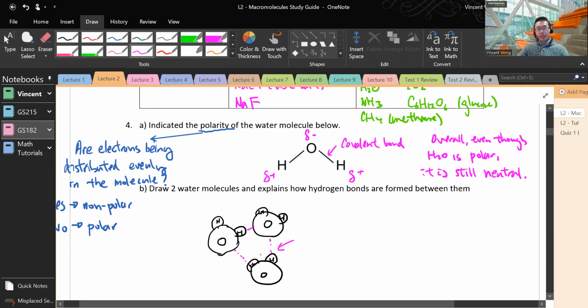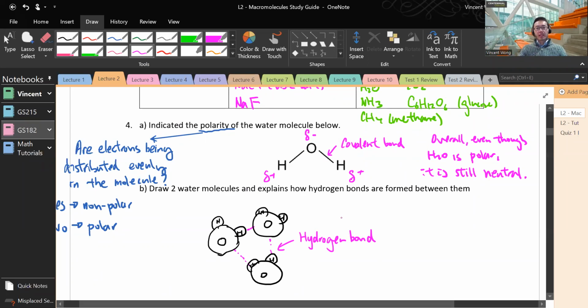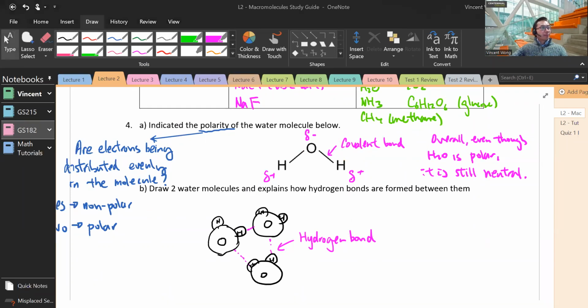So these interactions between the molecules, we call hydrogen bonds in this case. That gives water molecules various properties. For example, high boiling point, right? It gives it high surface tension, right? And so on and so forth. That's basically what this question is asking. Questions, anybody?